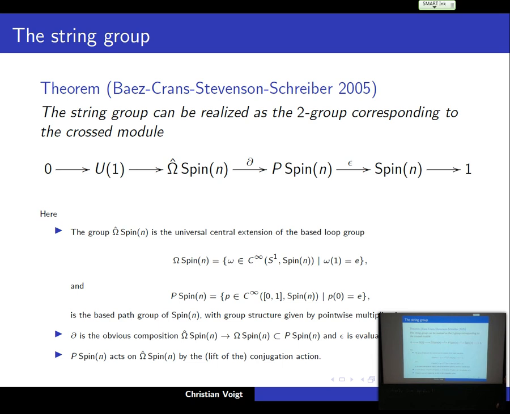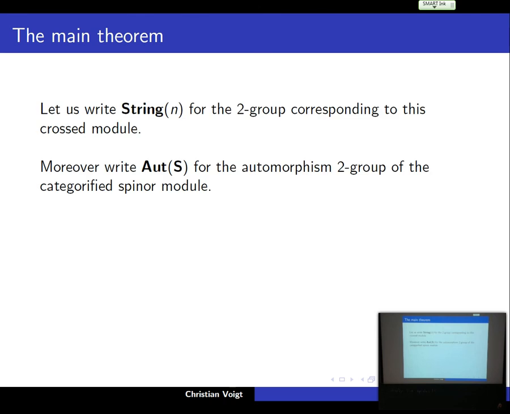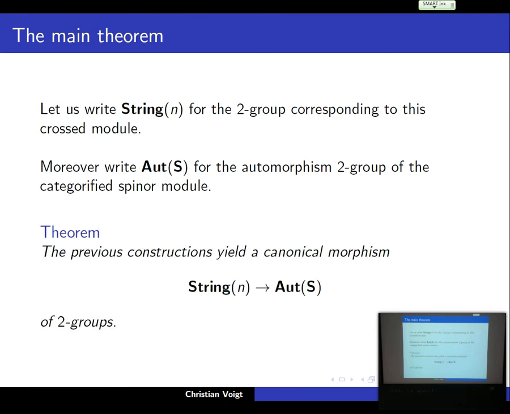And well, if one unravels all the constructions, all this coordinate independence and everything that I haven't told you, then what one gets is that actually this categorified spinor module gives you a representation of the string 2-group, or a 2-representation. And this is something which was basically missing in the literature so far.